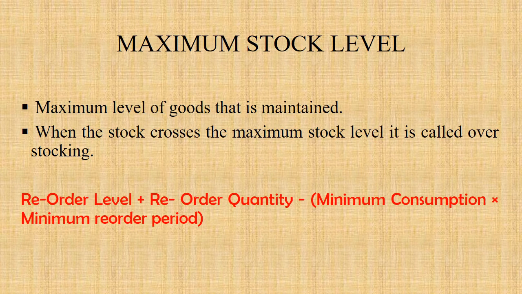Maximum stock level is the maximum level of stock that is to be kept in the store and above which will be overstocking. The formula for maximum stock level is reorder level plus reorder quantity minus minimum consumption into minimum reorder period.